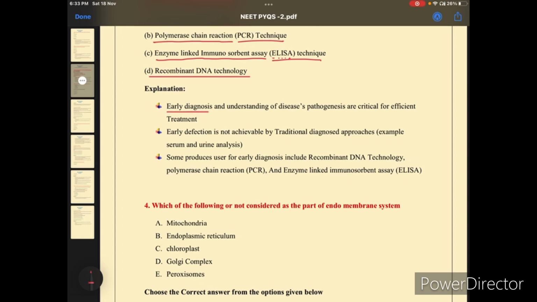Early diagnosis and understanding the disease's pathogens are very critical for efficient treatment. Early detection is not possible by traditional diagnosis approaches, for example, serum and urine analysis. But some procedures used for early diagnosis include recombinant DNA technology, polymerase chain reaction, and enzyme-linked immunosorbent assay.